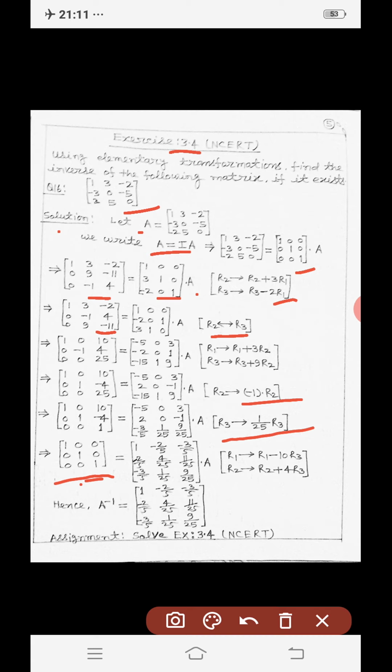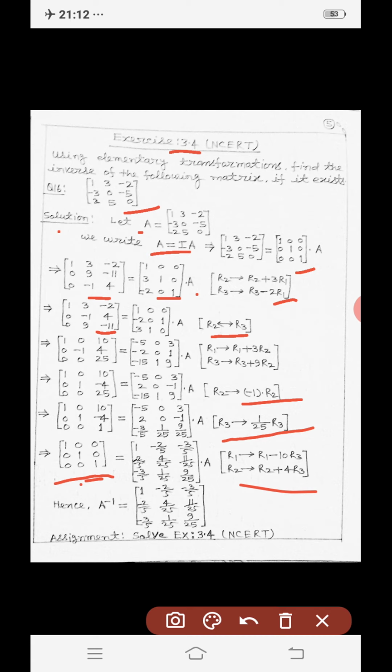Here the elementary operations used are R1 changes to R1 minus 10R3 and R2 changes to R2 plus 4R3, and we stop the operation. Here we stop because on the left side we get the identity matrix. Dear students, I want to tell you, we use these operations till we get the identity matrix on the left side. If we get the identity matrix on the left side, we stop and we find the inverse.